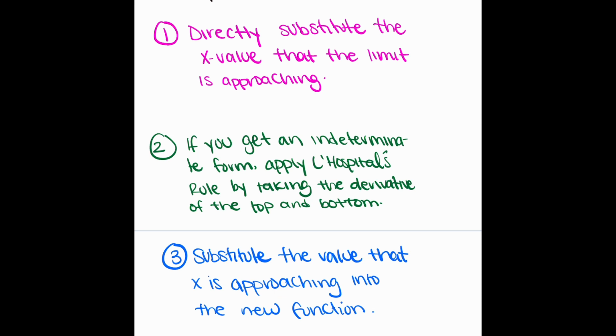There are 4 simple steps you can follow when using L'Hopital's rule. First, you want to start off by directly substituting whatever x value the limit is approaching into the function to see if it will result in an indeterminate. If it results in an indeterminate, you have to apply L'Hopital's rule by taking the derivative of the numerator and then taking the derivative of the denominator.